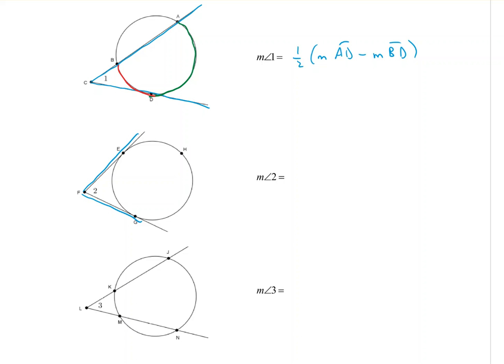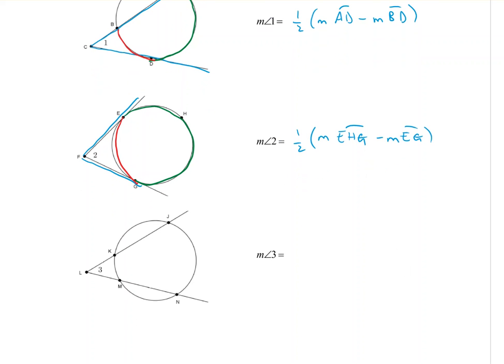And again, we have two arcs that are created by angle 2. We have this arc, which is actually a major arc, or the larger arc. I'm just going to call it the larger arc. And we have this arc, which is the smaller arc. And every single time, regardless of whether it's secants or tangents, the measure of the angle is going to be 1/2 the measure of the larger arc minus the measure of the smaller arc.